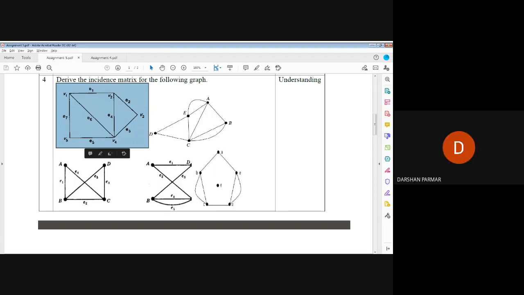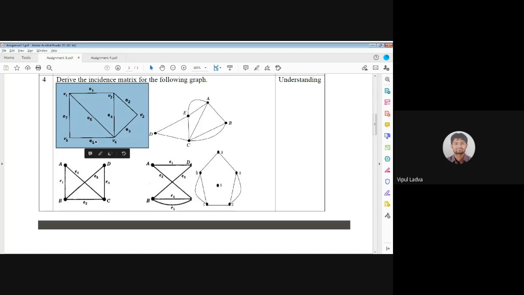That is assignment number 5, which we are discussing right now. Okay, so let me take you towards that once again. Yes, in question number 4, you will be dealing with the incidence matrix related to that graph.